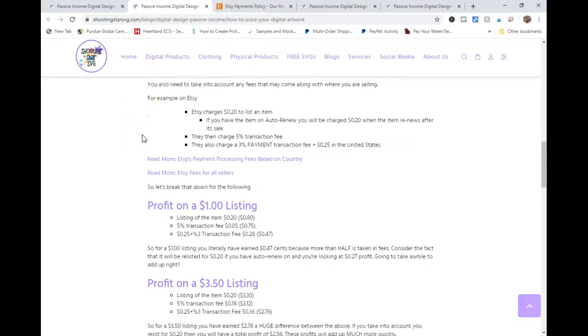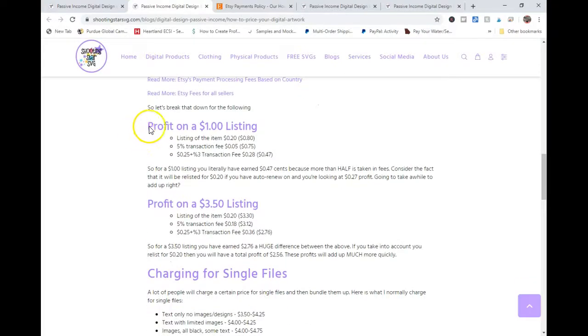All right. So I went ahead and broke this down for a $1 listing versus a $3.50 listing. So when you start with $1, okay? You list the item. That's going to dock you 20 cents. So you're at 80 cents. You have your 5% transaction fee, and 5% of $1 is 5 cents. So now you're down to 75 cents. Then you have your transaction fee if you're in the United States, which is 3% or 3 cents plus 25 cents, which is another 28 cents. So you are literally making 47 cents off a $1 file because more than half is taken in fees.